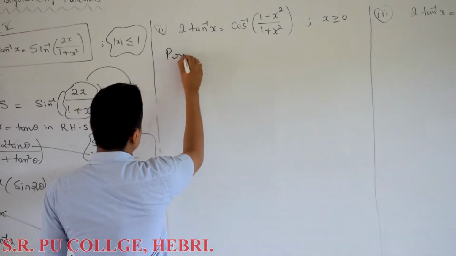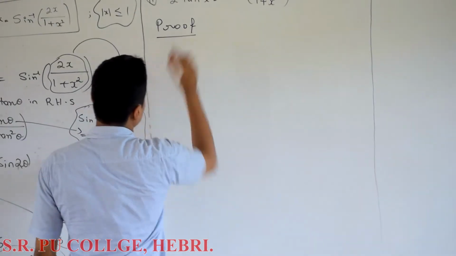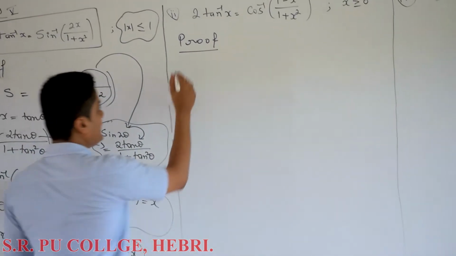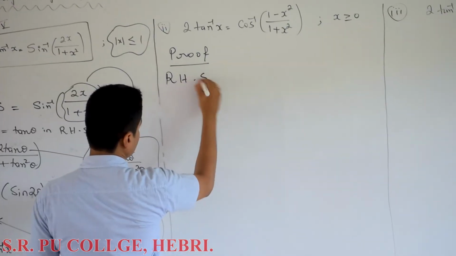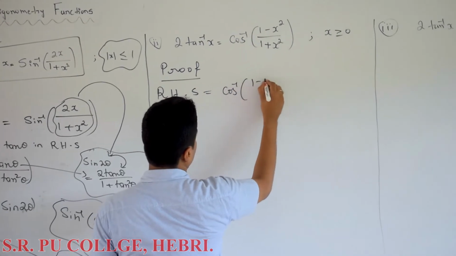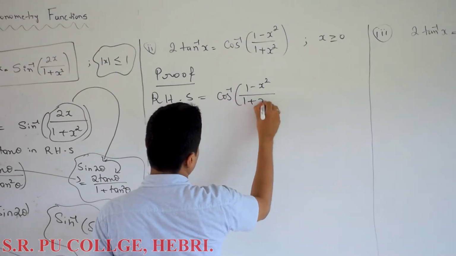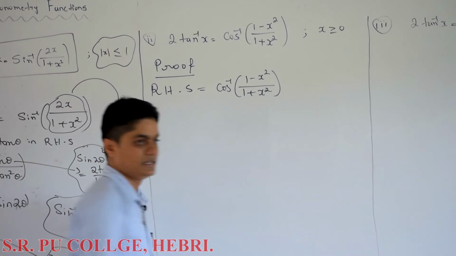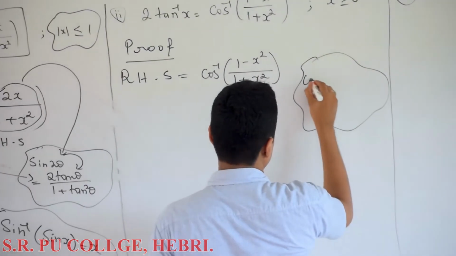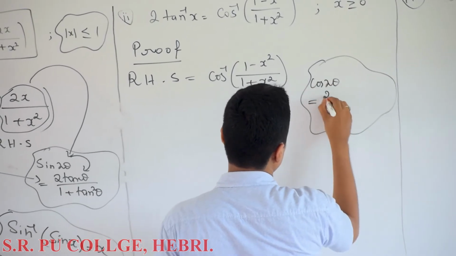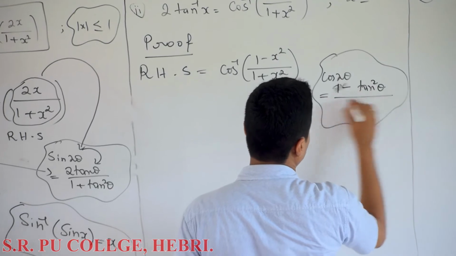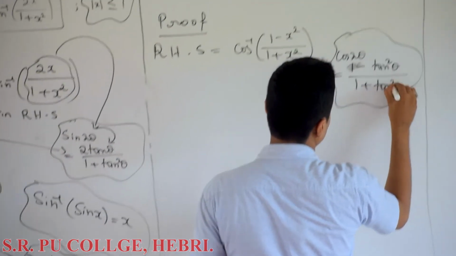So I'll prove this third one. Okay, I'm not going to prove, you have to try yourself. See the second proof. Again take the RHS. What is RHS? Cos inverse of 1 minus x square by 1 plus x square. Yeah, recall one trigonometric formula. What is that? Yes, you are right. Cos 2 theta is equal to 1 minus tan square theta divided by 1 plus tan square theta.